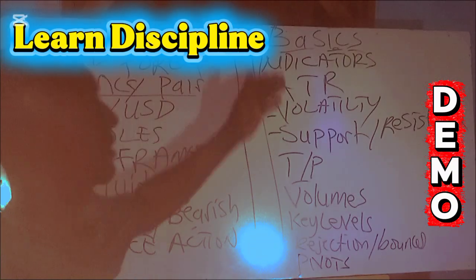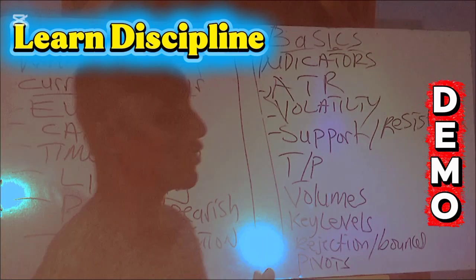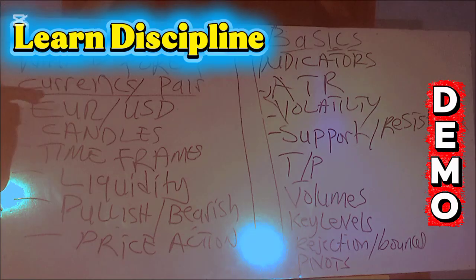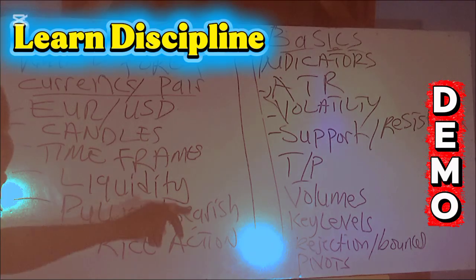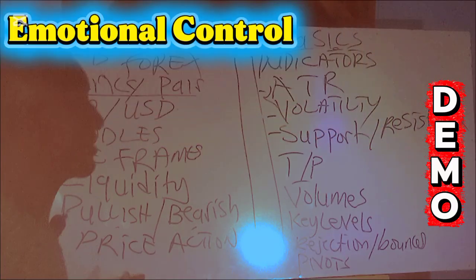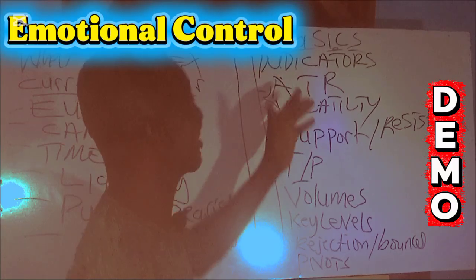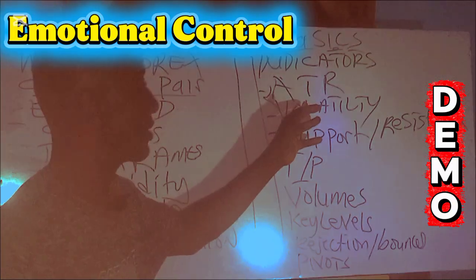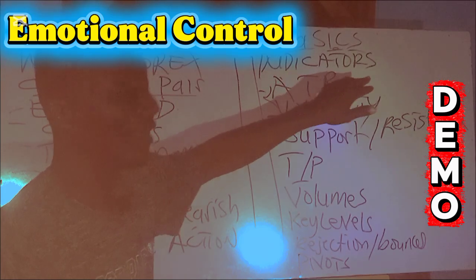There are so many things we are going to learn about forex. You learn about the currency pairs, like the euro, you learn about the candles, the time frames, the liquidity, the bullish and the bearish. You also talk about price action and indicators, ATR, the volatilities and the oscillators. All of those are part of the indicators.